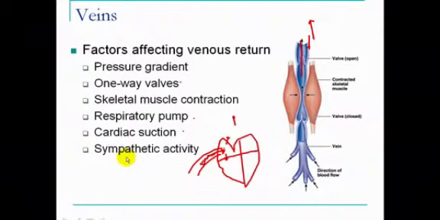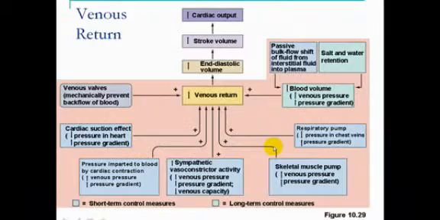And then there is some smooth muscle in the veins, so sympathetic activity can increase venous return, because you can have some vasoconstriction of the veins, which will increase venous return. So all these things would increase venous return back to the heart. This little flowchart, another one of your concept maps, shows all the things that would increase venous return we just talked about: cardiac suction, valves, sympathetic nervous system, skeletal muscle, respiratory pump.